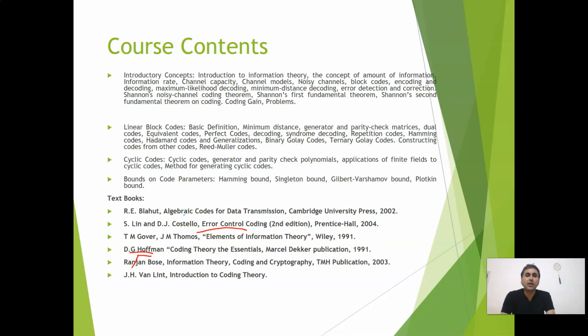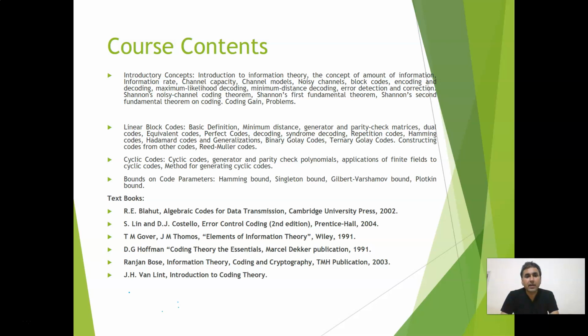In the first half, we will cover the information theory part, and in the second half, we will cover the coding theory part. In information theory, we will cover what is information, how we can measure the information, what is information rate, what is the channel capacity of various channels, the various channel models, and we will discuss the two theorems, Shannon's first fundamental theorem and Shannon's second fundamental theorem. Shannon's first fundamental theorem talks about data compression, and Shannon's second fundamental theorem talks about channel capacity of the channel.